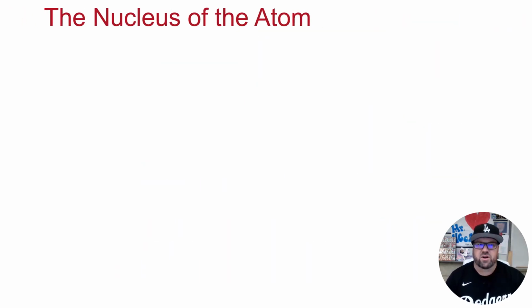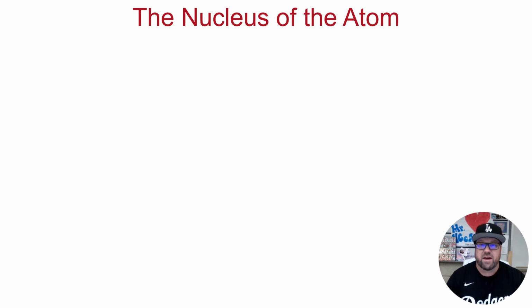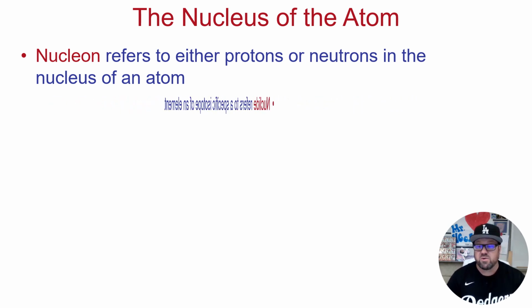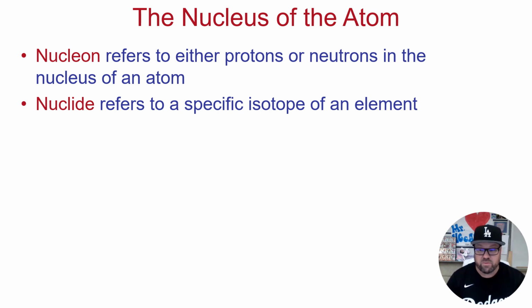So here's a couple of terms about the nucleus of the atom that are important to remember. The first one is a nucleon. Now, up to this point, we've really just said protons and neutrons in the nucleus, but a nucleon refers to either protons or neutrons in the nucleus of an atom. A nuclide refers to a specific isotope of an element. So you can say, I have a nuclide of carbon-13, or I have a nuclide of silver-107 or 108.